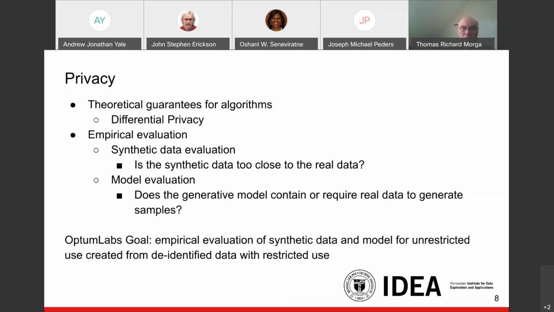But also, since we're exporting a model, we need to evaluate that model. Does the model contain or require real data to generate samples? Since that's going to be potentially public as well. So for the Optum Labs, we specifically want to empirically evaluate the synthetic data and the model for unrestricted use, created from de-identified data.